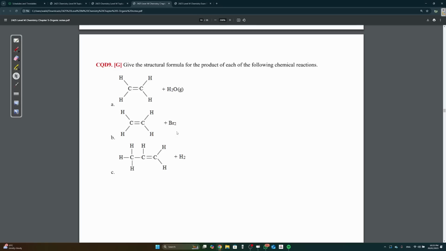Give the structure formula for the product of each of the following reactions. What's this, C2H4? It's ethene, right? We're adding water, so it's going to be C2H4 plus water. It's going to be C2H6O. But you know when you have the O, you have to remove one hydrogen and put it there. So C2H5OH. Isn't that an alcohol? Yes. Awesome.